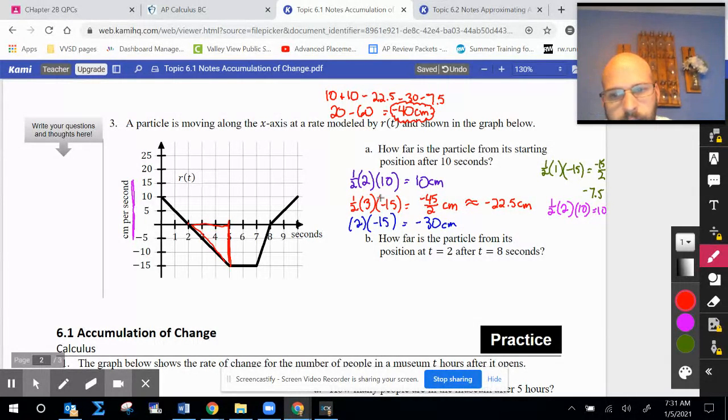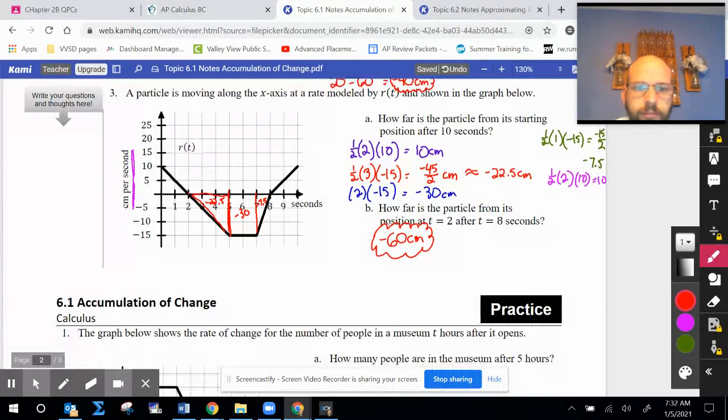This triangle down here was a -22.5. And then this rectangle was a -30. Oh, and we had this little sliver, which was a -7.5. So this was -60 centimeters. It was the whole part that was negative. So from 2 to 8, I know that the particle traveled 60 centimeters to the left.